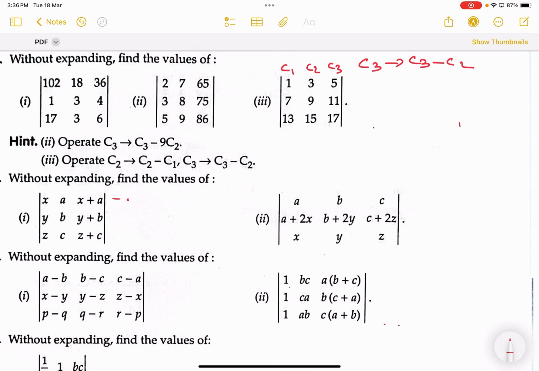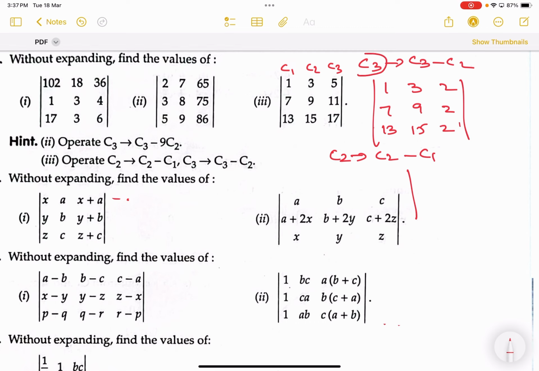First you replace the third column. So it will become 1, 3, 2, 7, 9, 2, 13, 15, 2. And then do C2 minus C1. Understood? Actually now both of these together you can apply. If you are doing C3 first, then C2, you can apply both together, because it is not affecting. Only your C3 changed and C3 we are not using here. Understood? Clear?